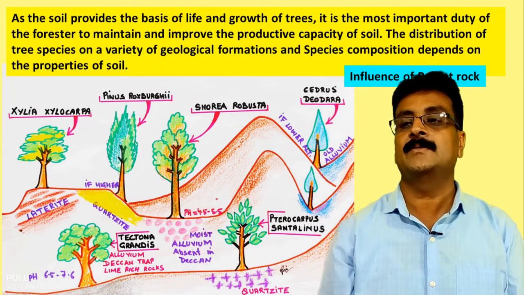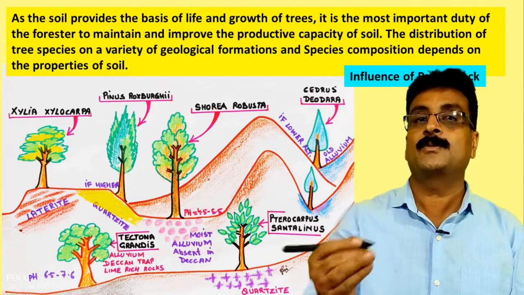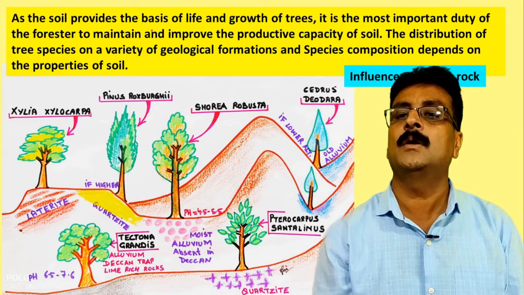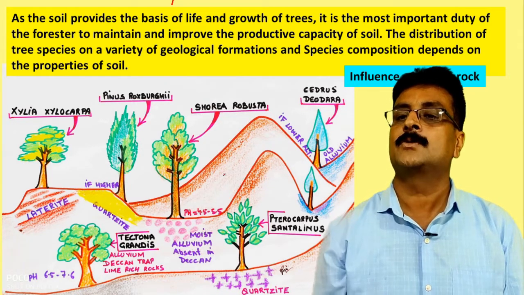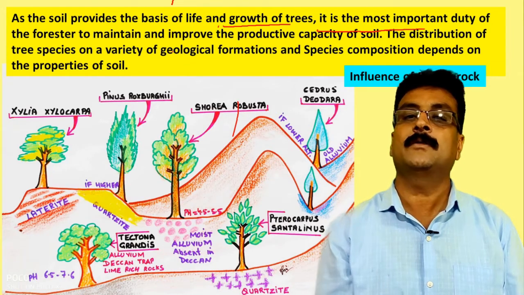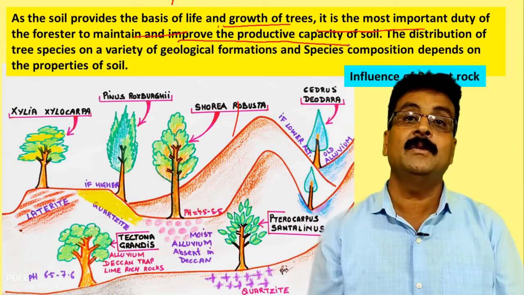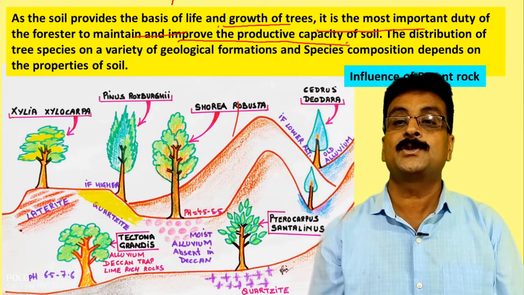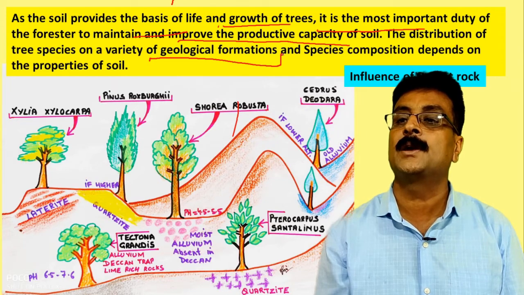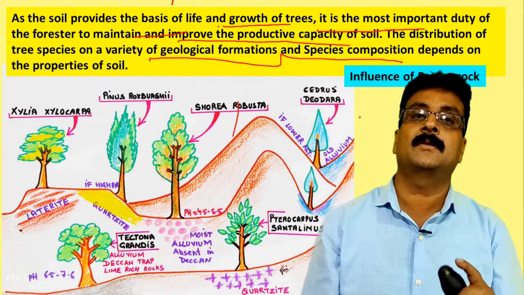Again, I am telling you, parent material is very important, because this parent material influences the vegetation. Now some examples from an examination point of view also, we can understand how the soil provides the basis for life and growth. So it is the important duty of a forester to maintain and improve the soil productive capacity. Then only we can have very good vegetation. So the distribution of the tree species on the variety of geological formations and species competition depend on the property of soil. So we have to understand as a forester.